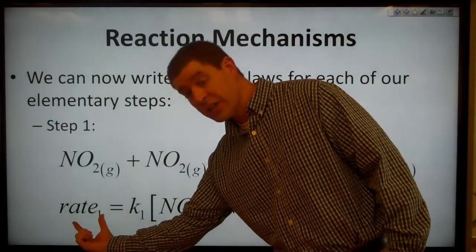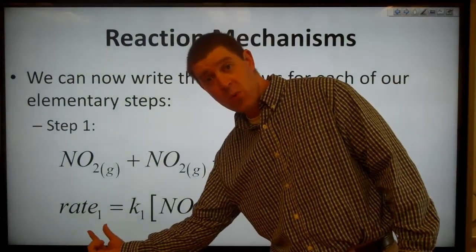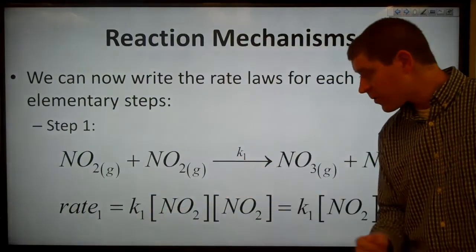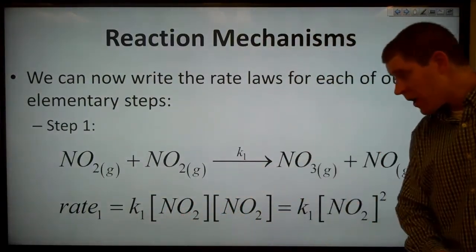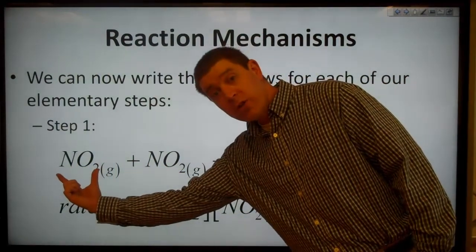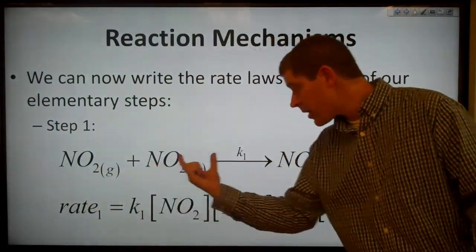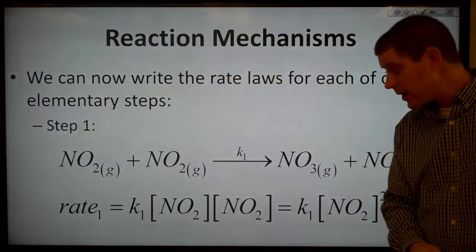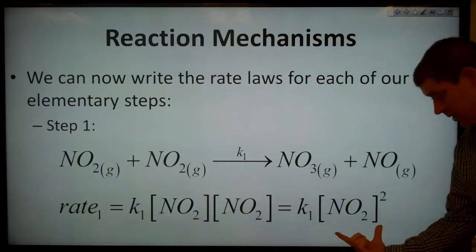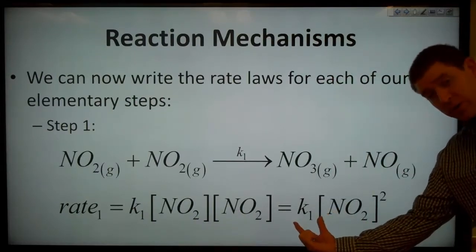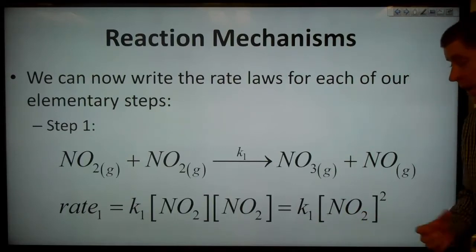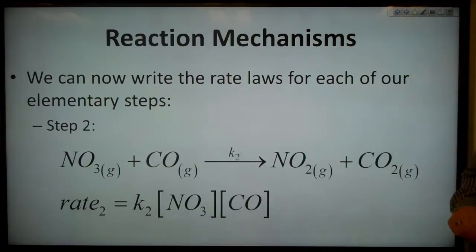We can say that the rate for this step, I'm noting that this is step 1, so it's rate 1, is equal to K1, that's the rate constant for our reaction, times the concentration of NO2, times the concentration of NO2. So we're taking our first reactant and plugging it in here, taking our second reactant and plugging it in there. Now, it's the same species, which means that we get a result of K1 times the concentration of NO2 squared. And this is why it's a second order reaction.